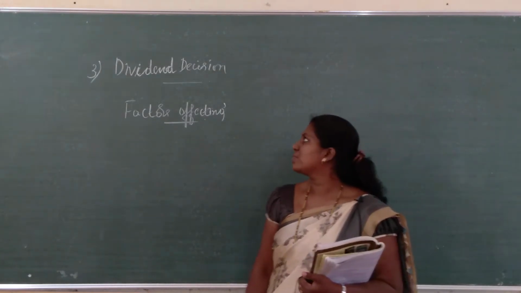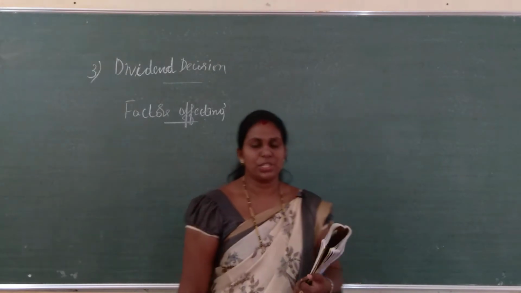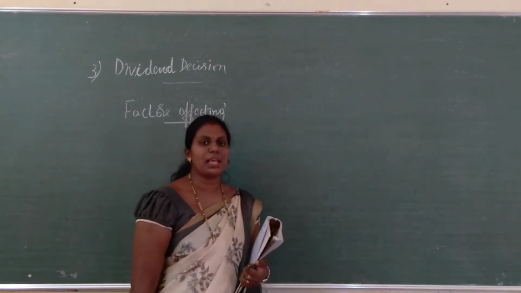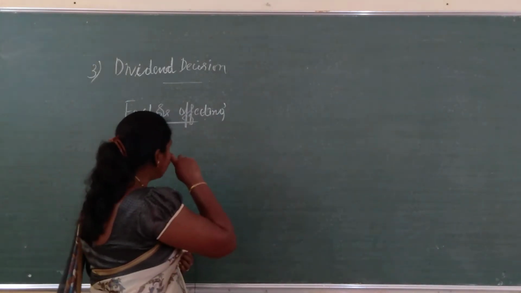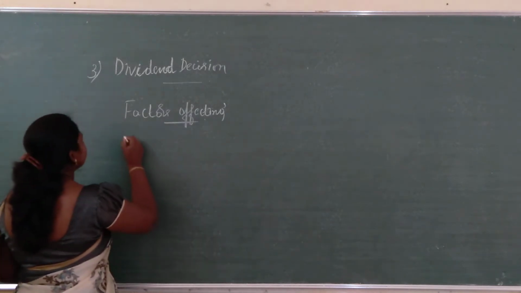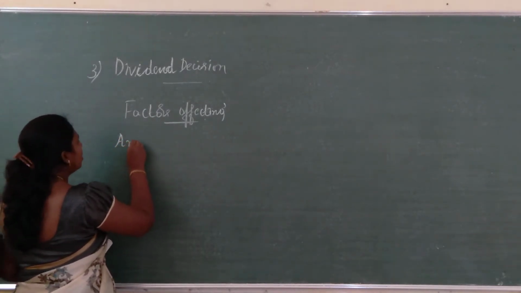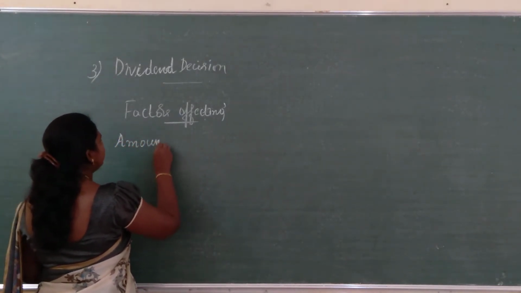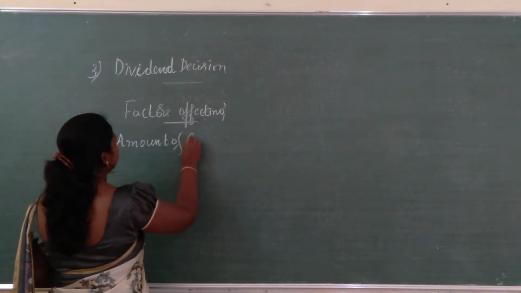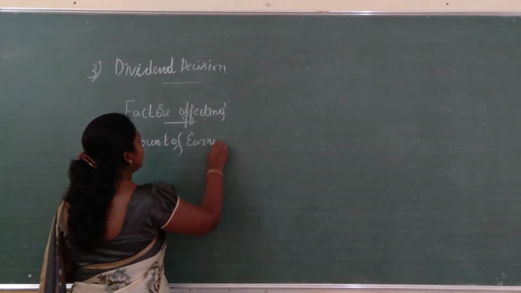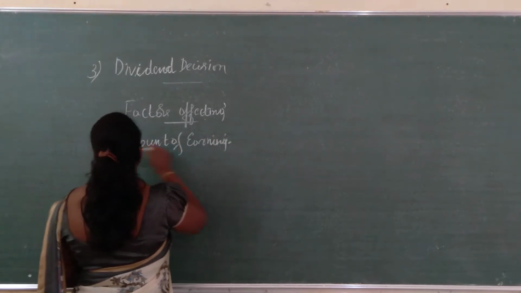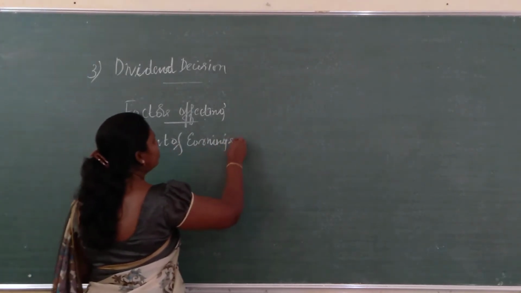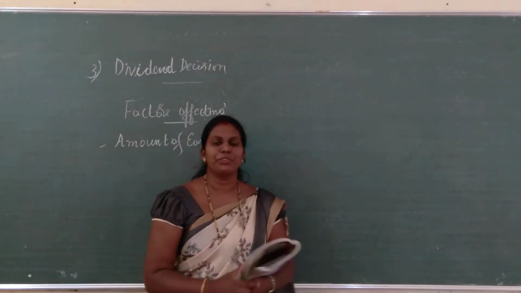Okay, so that is regarding the dividend decision. Now let us see what are the factors affecting this dividend decision. First one is amount of earnings. Amount of earnings. What is this amount of earnings?